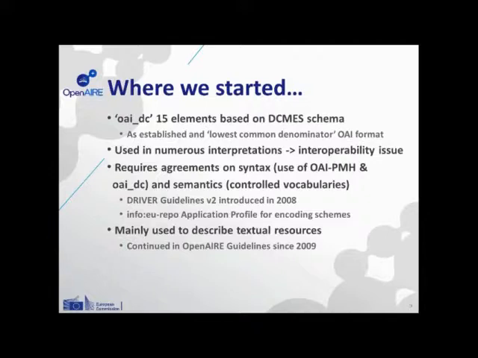As a result, the DRIVER guidelines version 2 were introduced in 2008, and in this context, for implementation of OAI-DC, an application profile with four encoding schemes called info:eu-repo was introduced. At that time, 2008, it was still before the hype of the semantic web, and therefore at that time one of the infrastructures available was, for instance, the info URI registry, which is actually now deprecated.